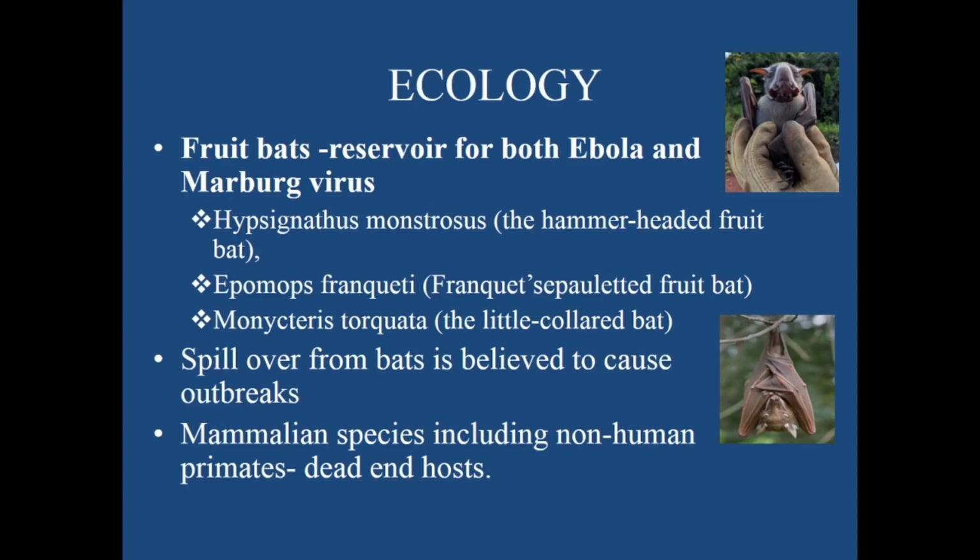The fruit bats are the reservoir for both Ebola and Marburg viruses, and the hammer-headed fruit bat is the most important fruit bat. Initially they didn't know the reservoir, they were not sure, but later on they found that the fruit bats are the reservoir for both the Ebola and the Marburg viruses. Spillover from bats is believed to cause the outbreaks, and the mammalian species, including the non-human primates like gorillas and chimpanzees, constitute the dead-end host.